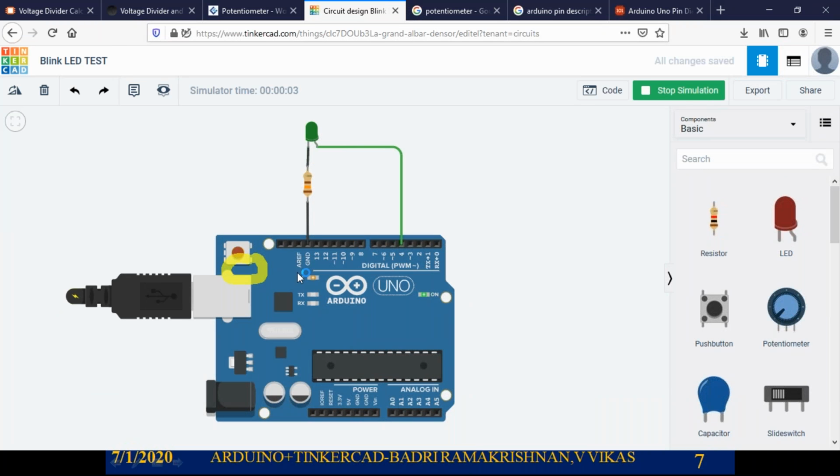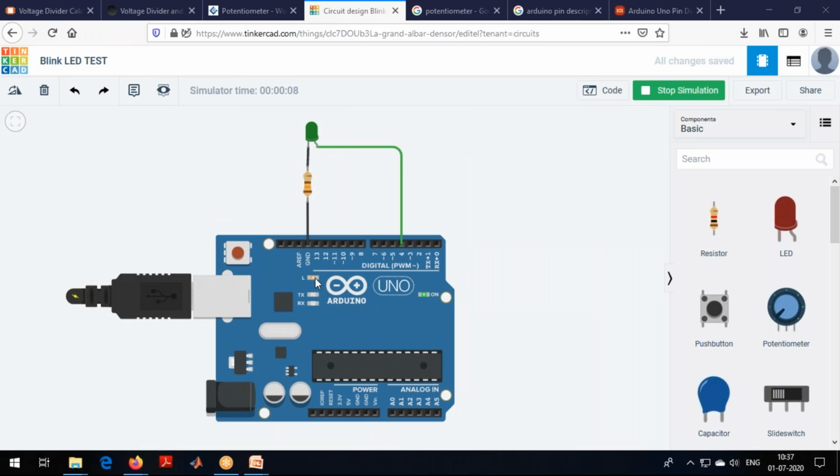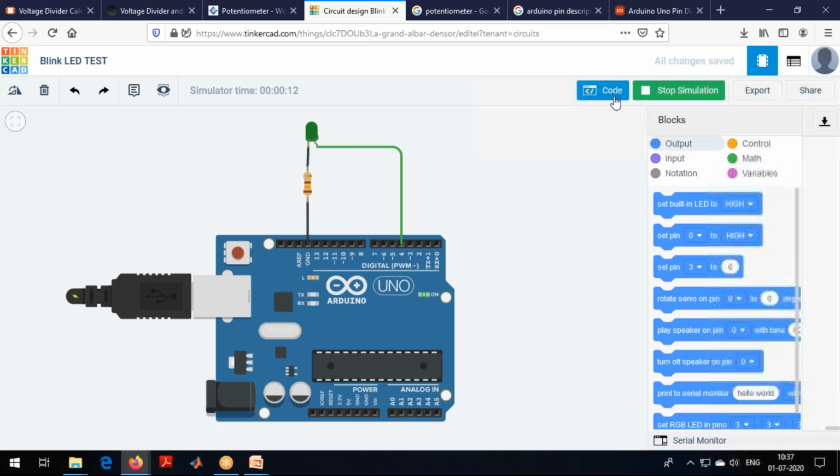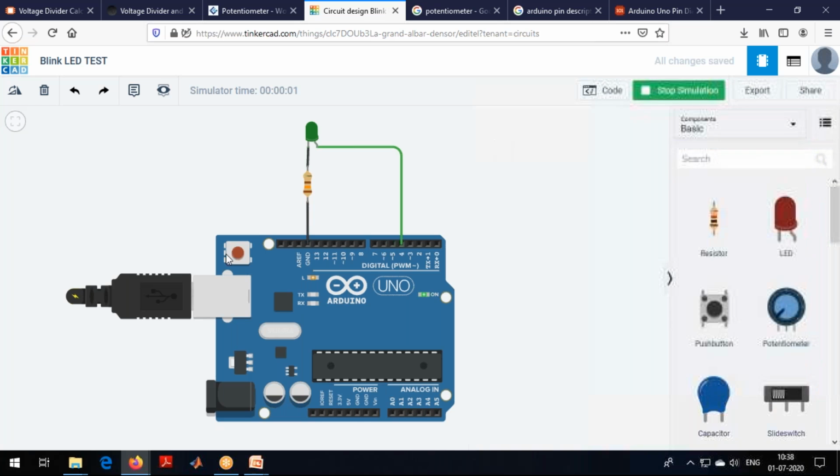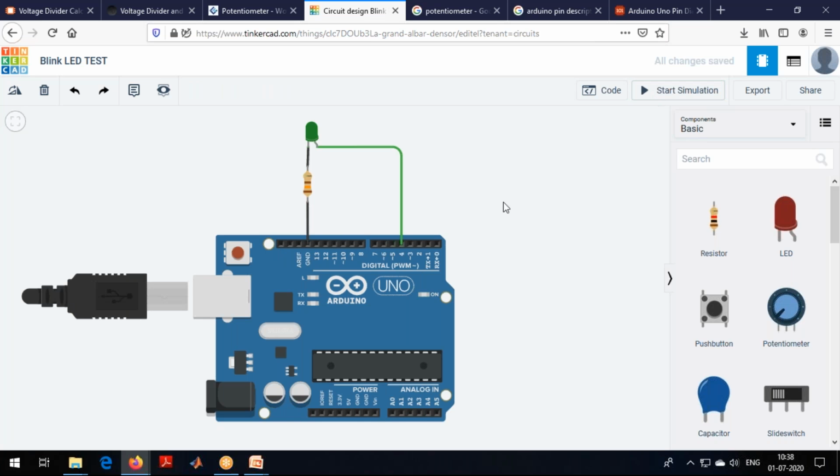Okay, you see here, this LED is off. Something is okay. See, whenever this is off, this is on. Whenever this is on, that is off. Alternately, they're glowing.